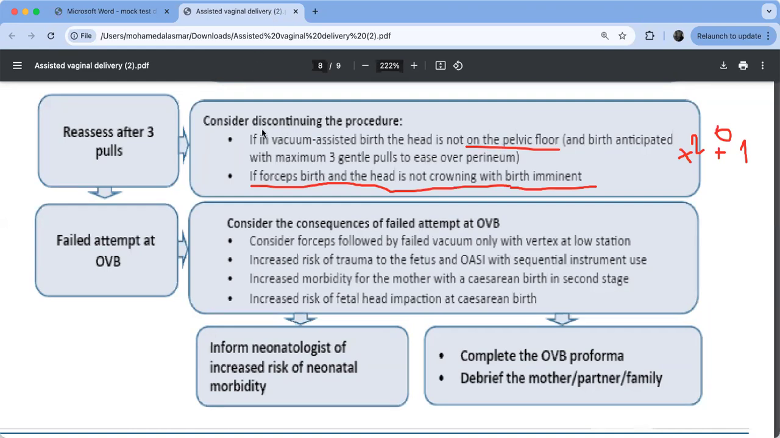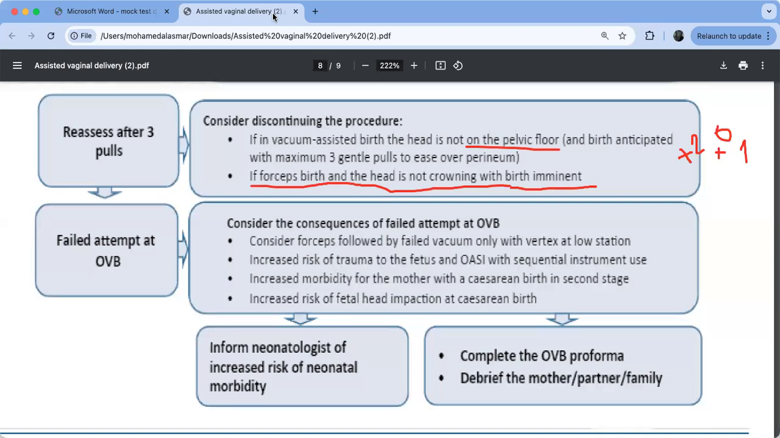So guys, what is the line of achievement where I am happy that my instrumental delivery is okay? The line of achievement for vacuum is reaching the pelvic floor. The line of achievement for forceps is the crowning. If you have reached the crowning with 3 pulls of forceps, now you are safe. If you did not reach the crowning after 3 pulls, discontinue the procedure and go for cesarean. Correct, dear friends? Is it clear so far?